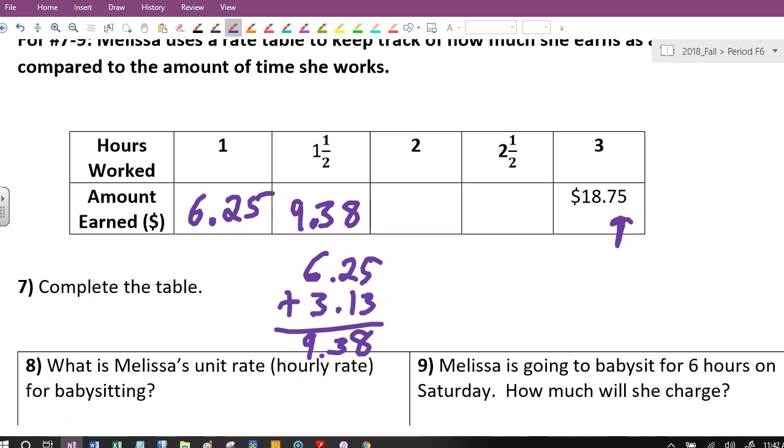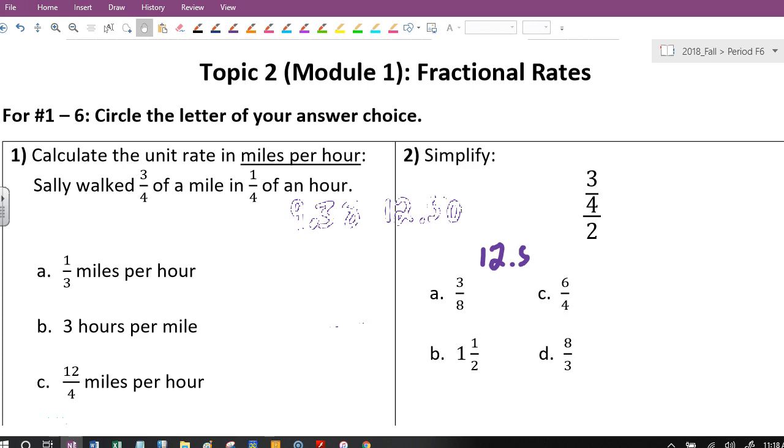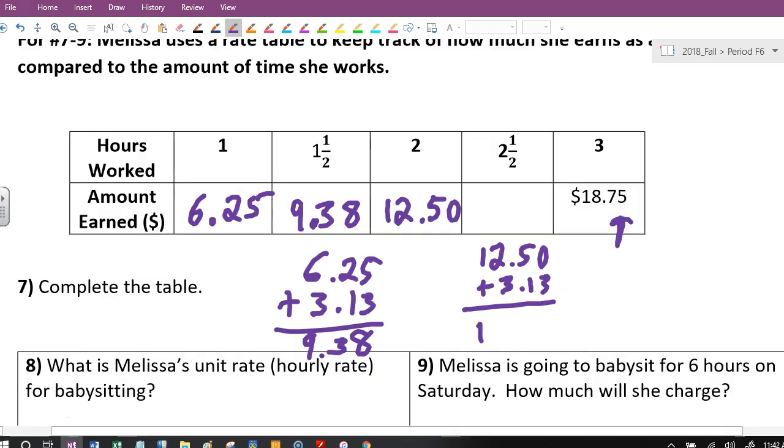Nadine? You multiply 6.25 by 2. That's right. Since that's the unit rate, we multiply times 2, so we get 12.50. And then we're going to add, and it's 15.63. Excellent.